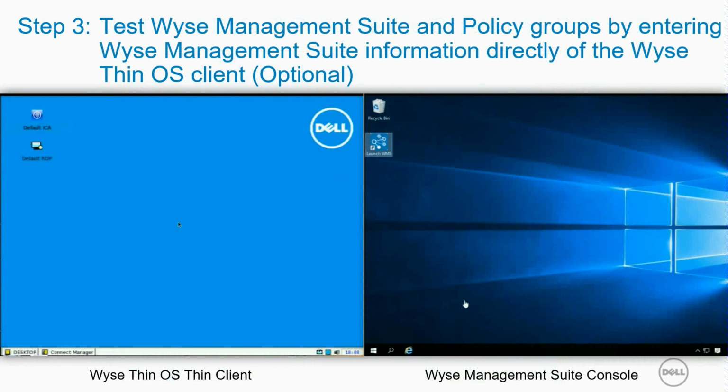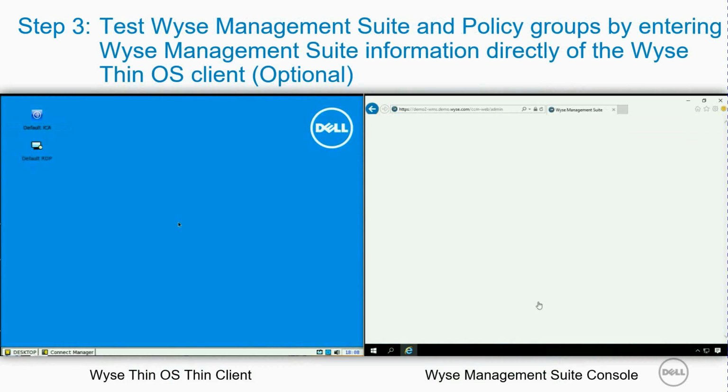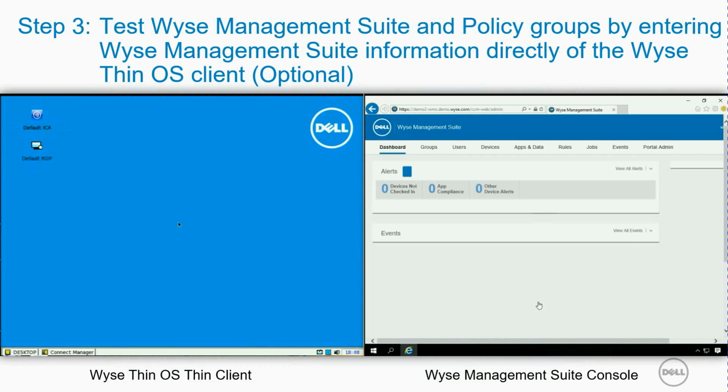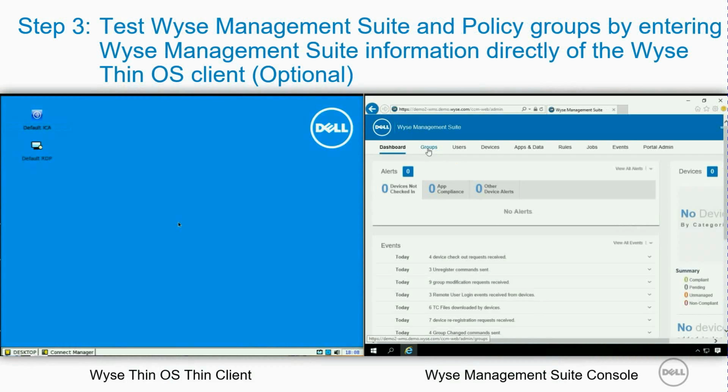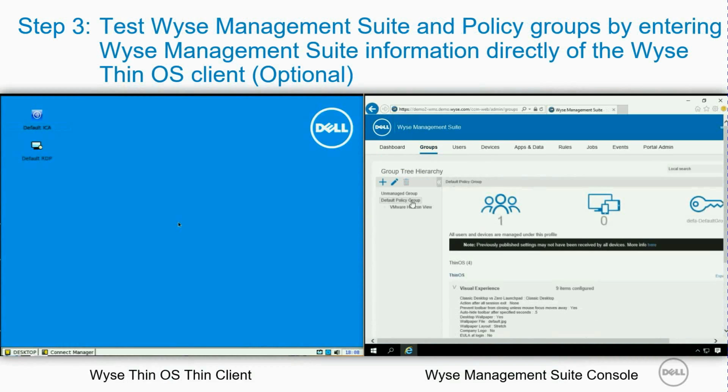For step 3, I'm going to test the Wyse Management Suite and the policy groups by entering the Wyse Management Suite information directly on the Wyse Thin OS client. To best demonstrate this, I have split my screen capture to show my Wyse Thin OS client on the left and the Wyse Management Suite console on the right. After opening the console, you can see the default policy group, which over here is DEFA-default group.